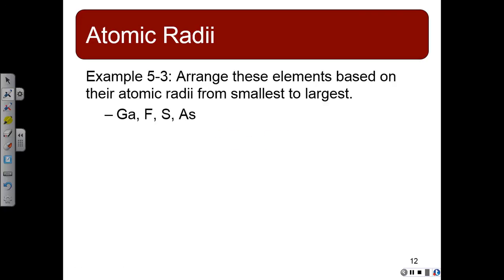I think this is the last one, so do this one. These are a little bit more spread out. Arrange from smallest to largest. Smallest would be... all right, next, then arsenic, and then... all right, easy enough.